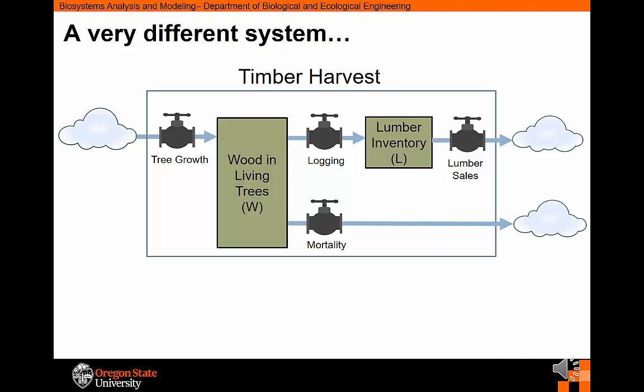We include two stocks in this conceptualization, one for wood living in trees, representing available biomass in the woodlot, and one for an on-site inventory of harvested lumber. These two stocks are connected via logging activities. As harvest occurs, wood is transferred from the wood and living trees pool to the lumber inventory pool. Additional flows influence system dynamics, including tree growth, contributing new wood to the system, losses due to tree mortality, and losses from the lumber inventory pool due to lumber sales.